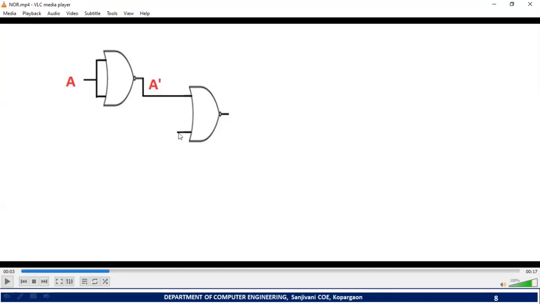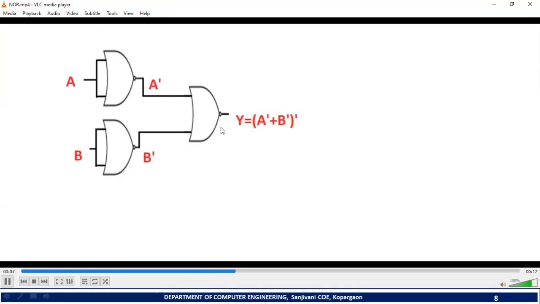Then what about the second input? For the second input also we should use one inverter, right? So this NOR gate will act as an inverter. Input is B, output will be B prime. So A prime and B prime will become input to this NOR gate. Can you tell me what will be the output of this NOR gate? The output will be the OR operation between A prime and B prime followed by its complement. So the output of this NOR gate will be Y is equal to (A prime or B prime) whole bracket prime.